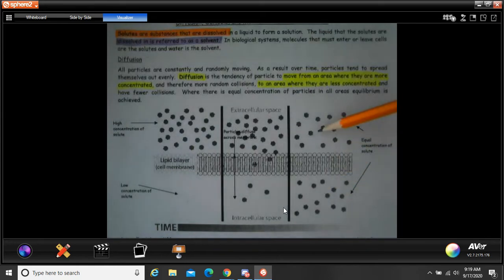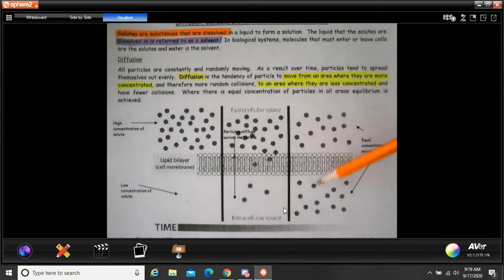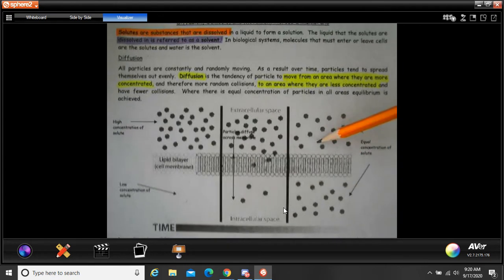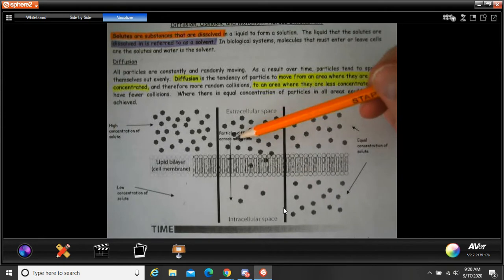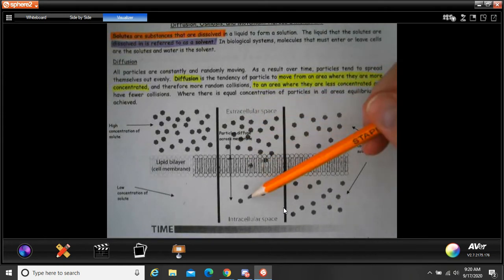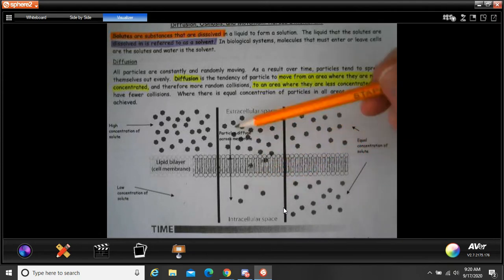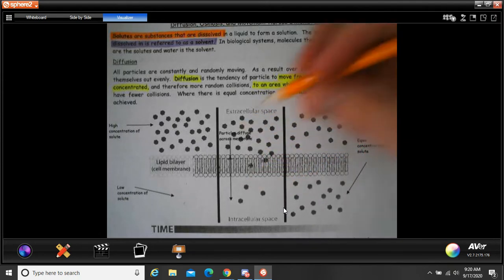They will still bump and move across. They don't stop bumping and moving across, but the rates will be equal. These ones going over here and these ones going over here will be the same, and you won't notice any differences in the amounts of each of these on those different sides. Okay? Now, when things move from high to low, and you're actually increasing those numbers, that's a net movement.